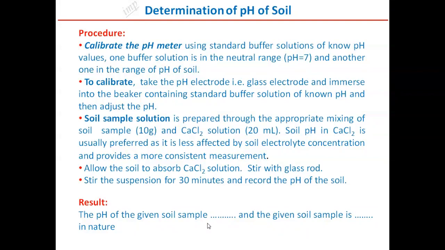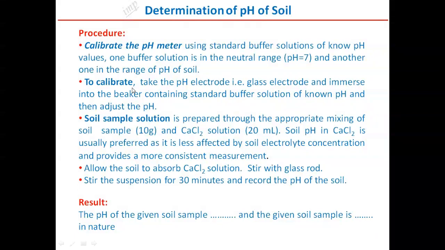In the determination of pH of the soil, we are using a pH meter. If we want to use the pH meter, we need to standardize it first, that is calibrate the pH meter using standard buffer solutions of known pH values. One buffer solution has a pH of 7, and the other is in the range of the pH of the soil. So first we calibrate the pH meter using the neutral buffer solution, pH equal to 7, and then the other one in the range of the pH of soil.